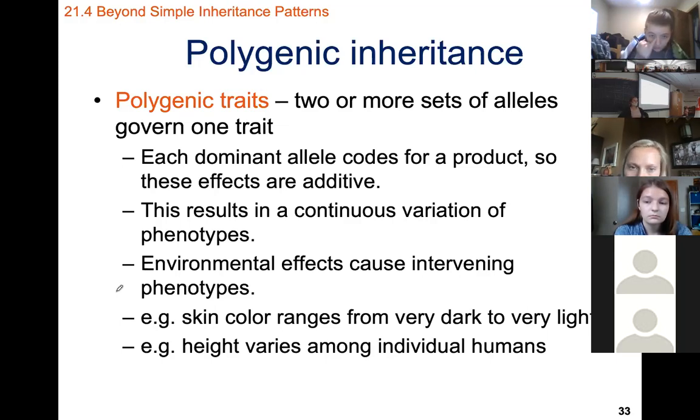It can be a couple of different things. Each dominant allele codes for a product, so these effects are additive, and that results in a continuous variation of these phenotypes. That's why nobody really has the exact same skin color. It's a spectrum. The environmental effects can also cause intervening in phenotypes. This is that nature versus nurture a little bit here.